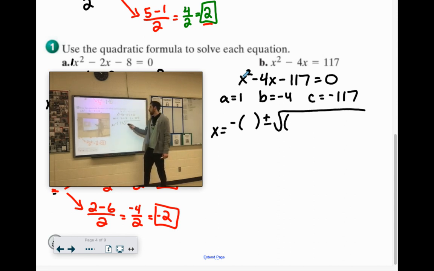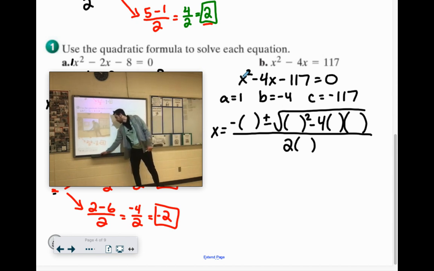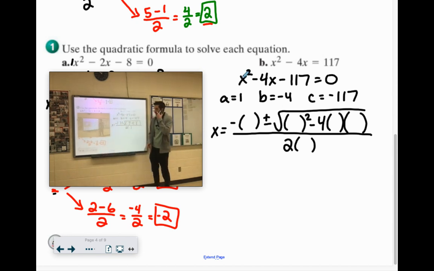Get our blanks going. Remember, all of this stuff is being divided by 2a. Sometimes I'll see kids forget to have the front part of the equation over the 2a as well, and then their final answer will be wrong. So be careful on that. So b is -4, so that'll go there and there. a is 1. And then c is -117.